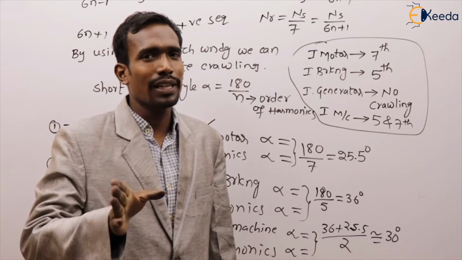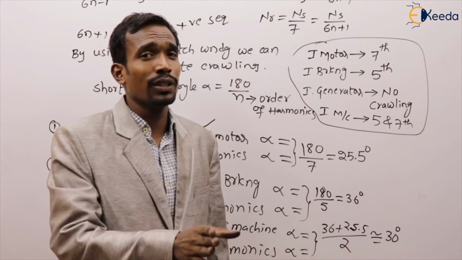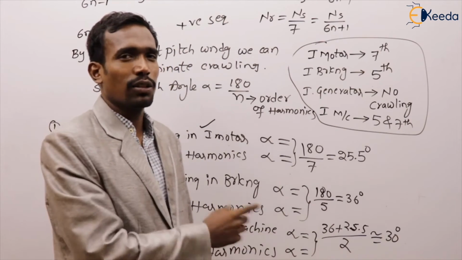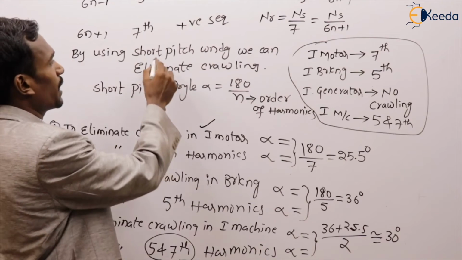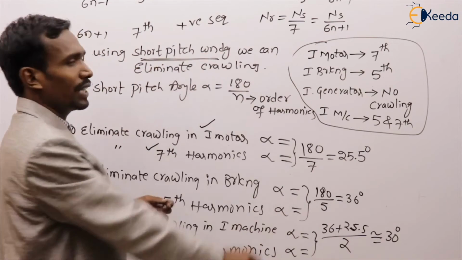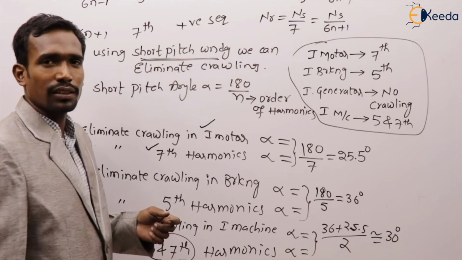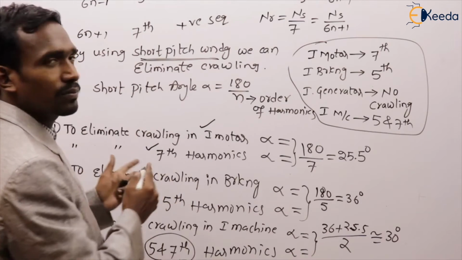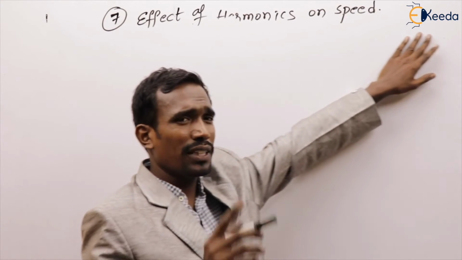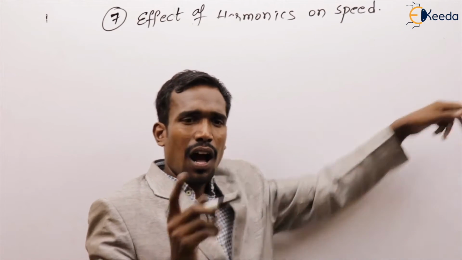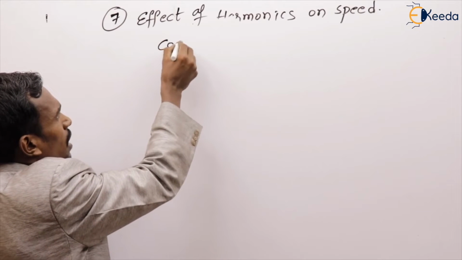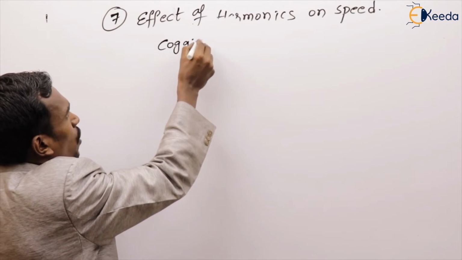So, what is crawling? Before that, what are harmonics, and what is their effect? That is crawling. And how can we eliminate crawling? By using short pitch winding. Okay, one is completed. Effect of harmonics: one effect is crawling, and another effect is cogging.